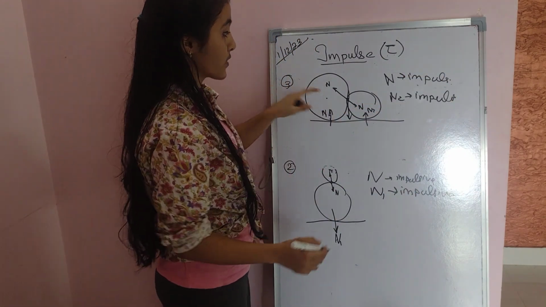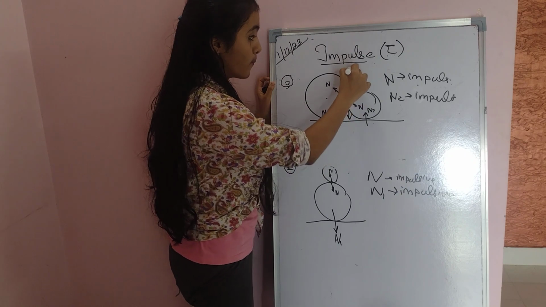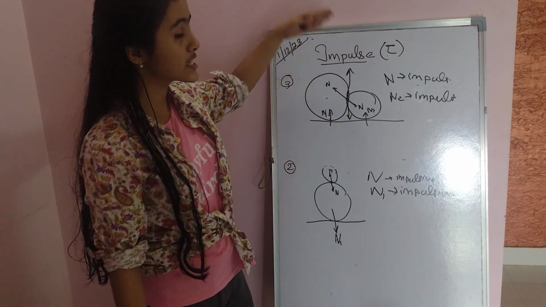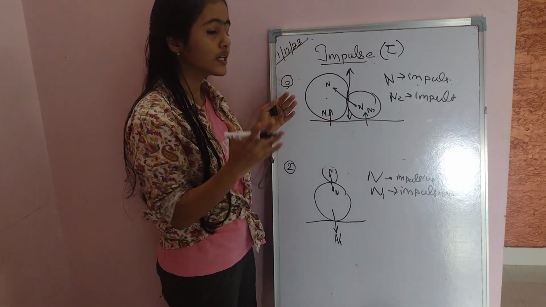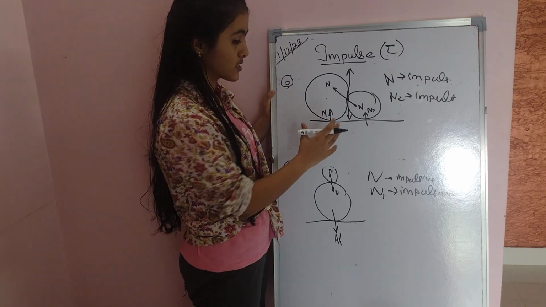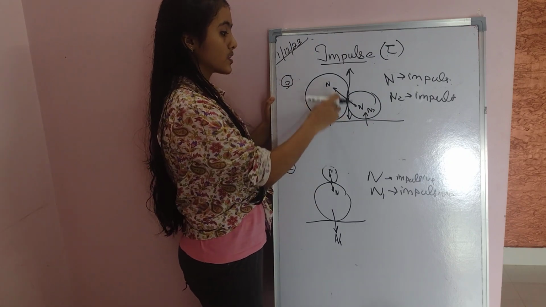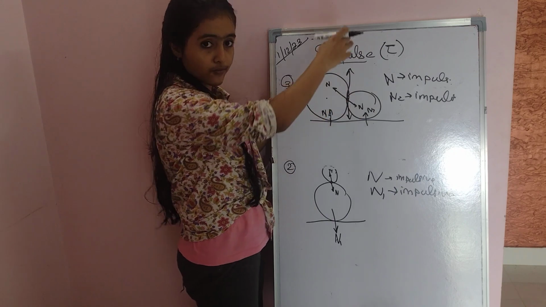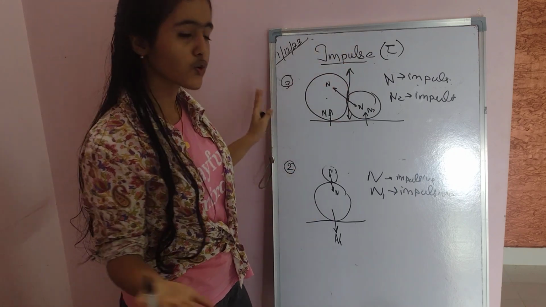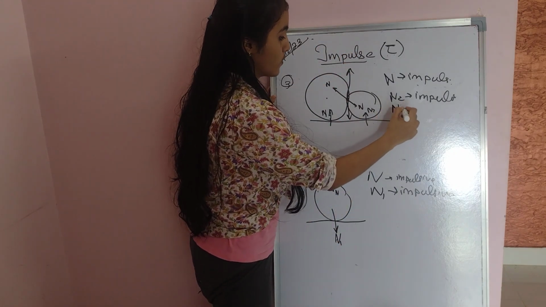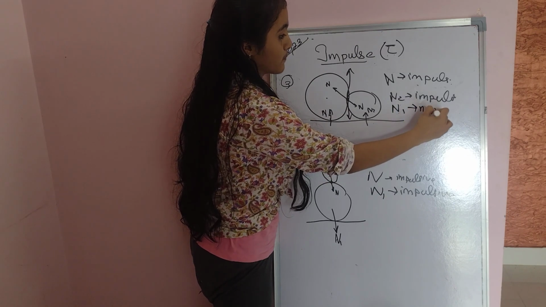Now see N1. This N has a component upwards, in the same direction as N1. So it's not providing any additional force. It's not required, because there is already a force upwards. Again there is a force upwards, so it's of no use. There is no impulse. So N1 is non-impulsive.